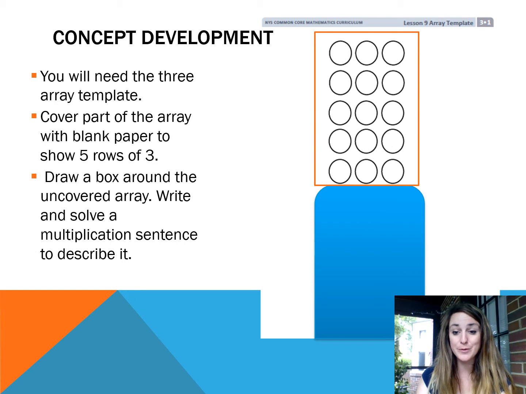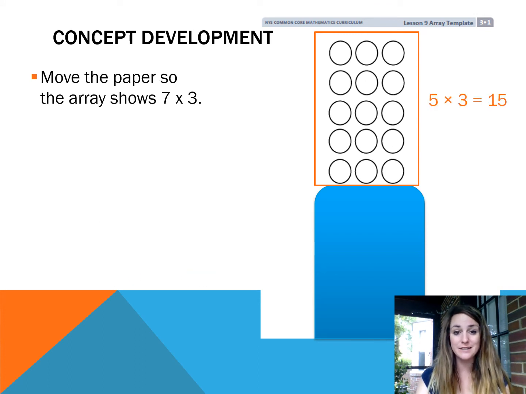Let's observe the box that's around the uncovered array. Write and solve a multiplication sentence to describe it. We see 5 times 3 equals 15. Let's imagine that we can move the paper so that it shows 7 times 3.